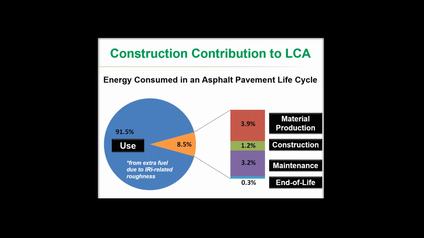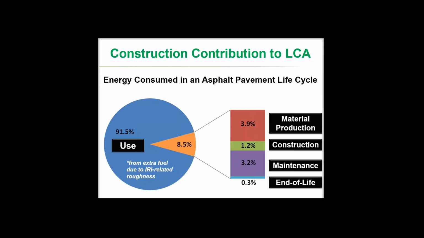We cannot look at construction as a phase by itself. It has to be looked at from a holistic point of view. Looking at the life cycle assessment of the asphalt pavement, there are 5 phases, as you know. The first is material production, the second is construction, the third is maintenance and rehabilitation, the fourth is the use, and the fifth is the end of life.